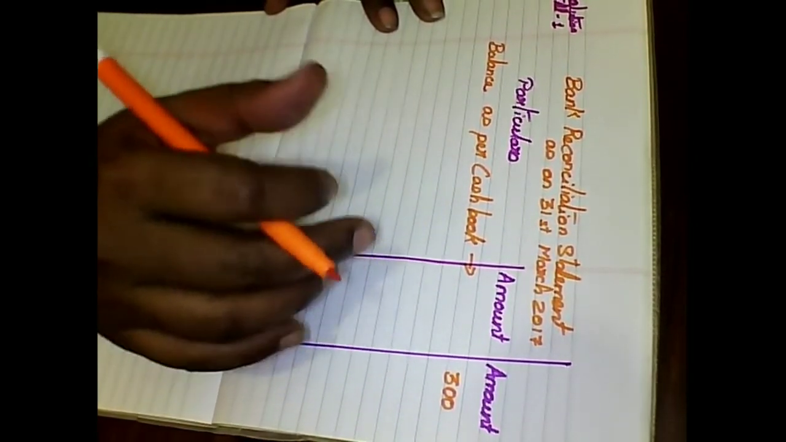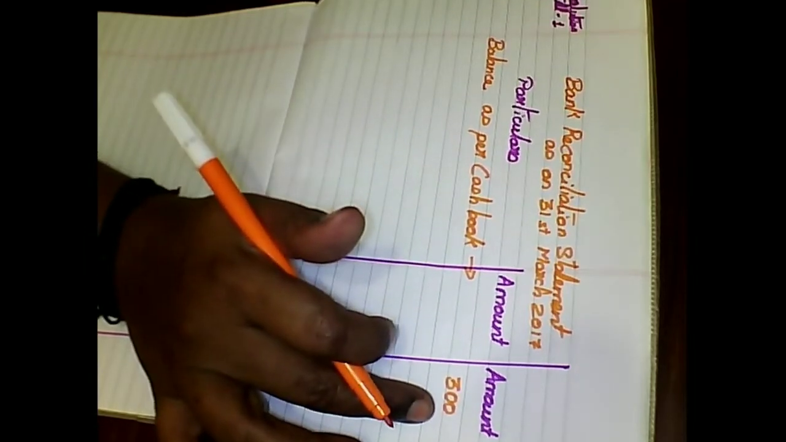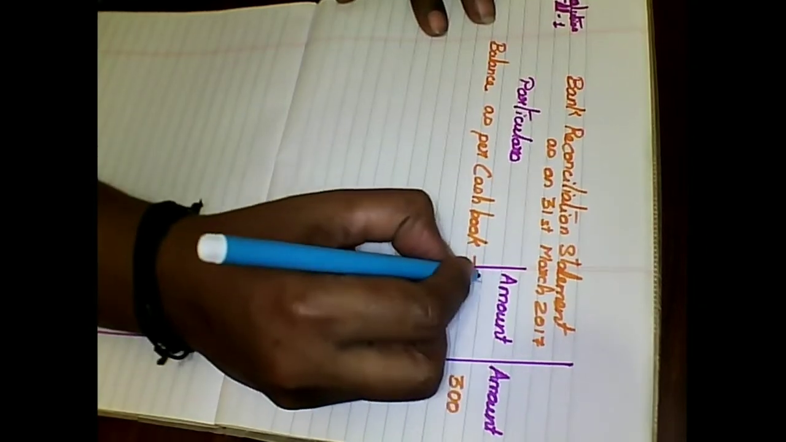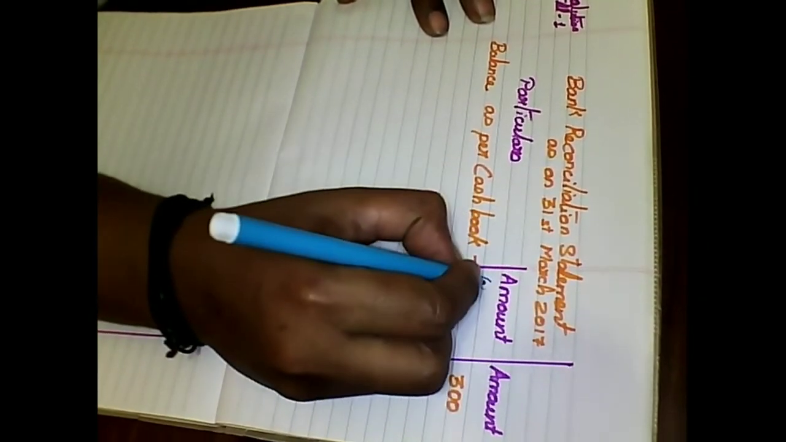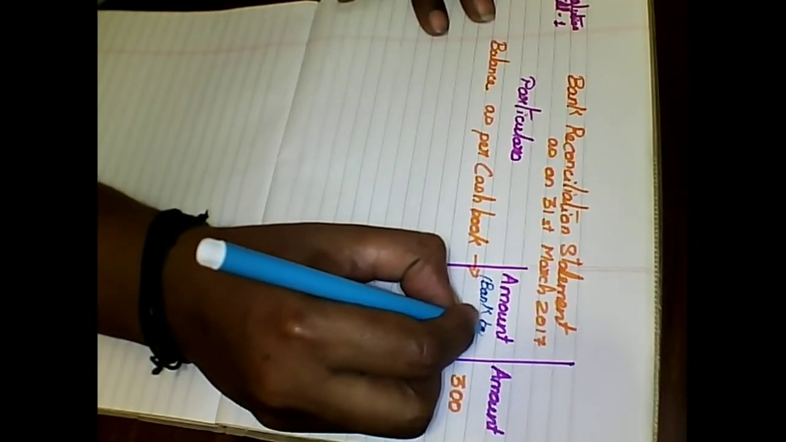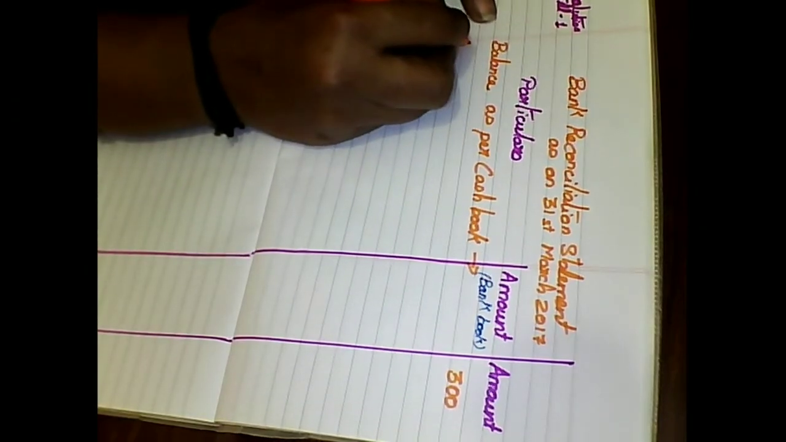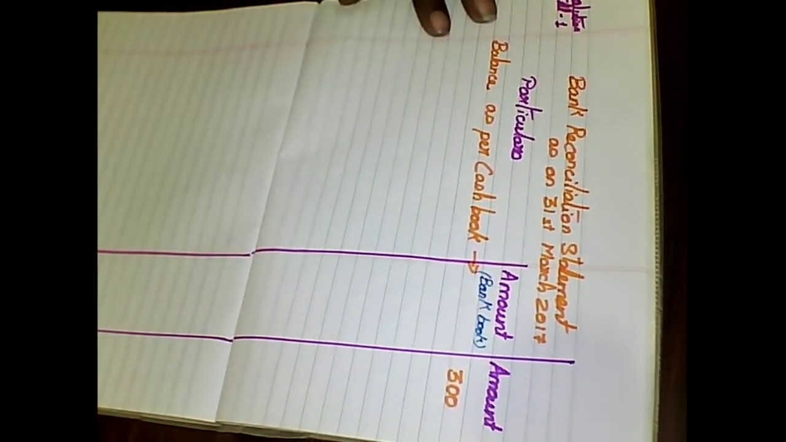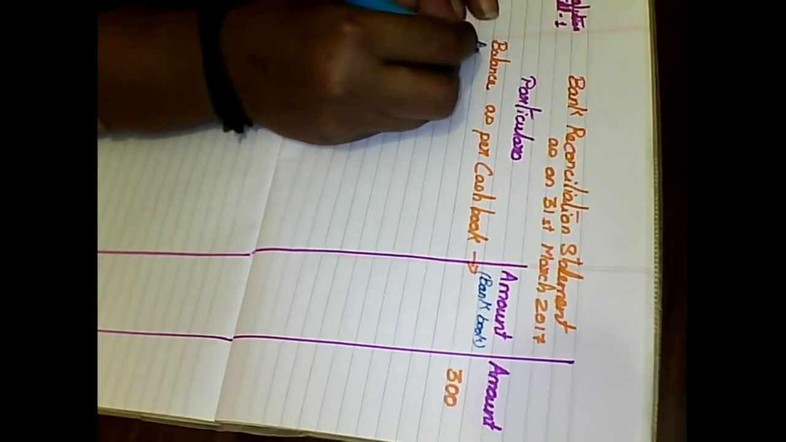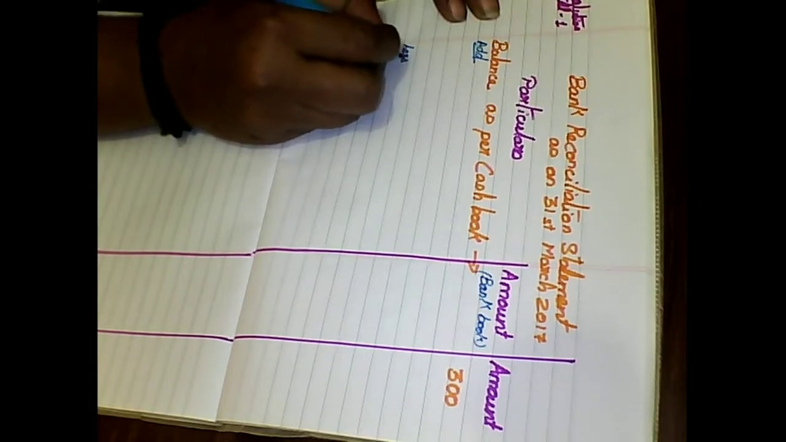Now we are going to cross verify with the bank column, the bank statement. So whatever is given in the cash book, we are going to verify against the bank, because we got a bank balance. So the bank book we are going to check. And here, as per the format, I'm going to write add and less.